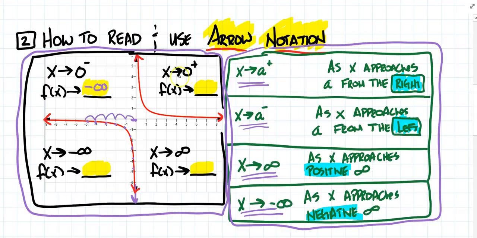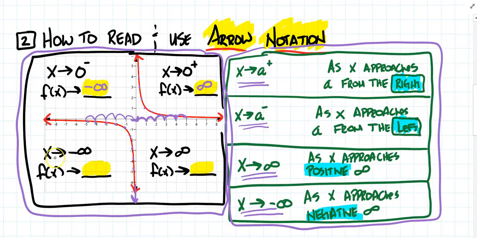Let's take a look at this one. As x approaches 0 from the right. So if I'm on the right-hand side of 0, and I am bouncing towards 0 from the right-hand side, the graph, you can see, is getting larger and larger and larger, and then shoots up to positive infinity. So this answer is positive infinity.